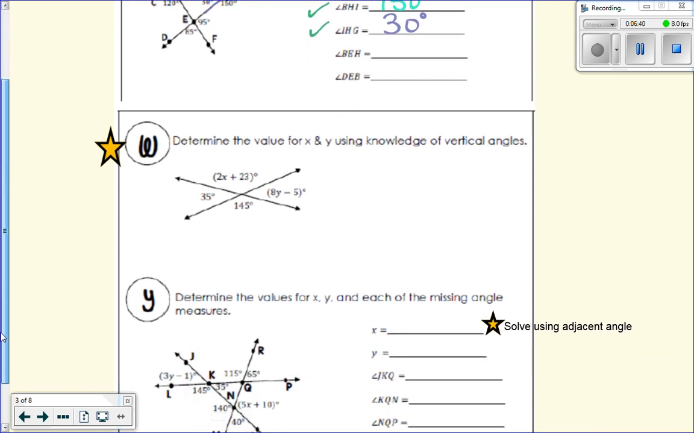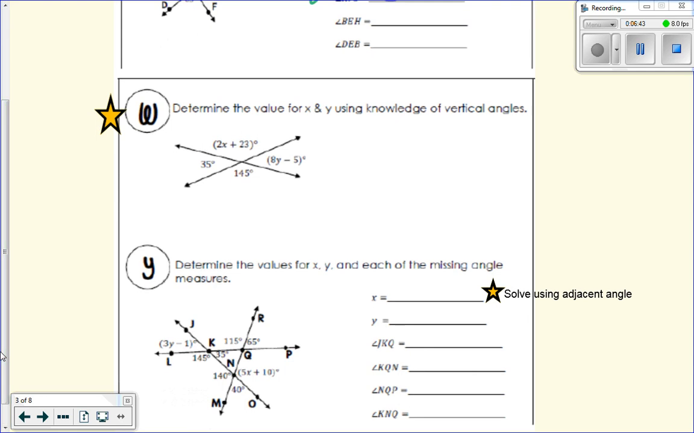Let's move on down. Using our knowledge, still vertical angles. So now we're going to be setting up equations. So it's very important that you know angle relationships, meaning vertical angles are congruent. That's going to help you set up your equation to solve. All right, so we're going to determine the value for x and y using vertical angles. So let's start and try to solve for the value of x. I see x here, so that is this angle. What angle is vertical? 145. Good. So vertical angles are what? Congruent.